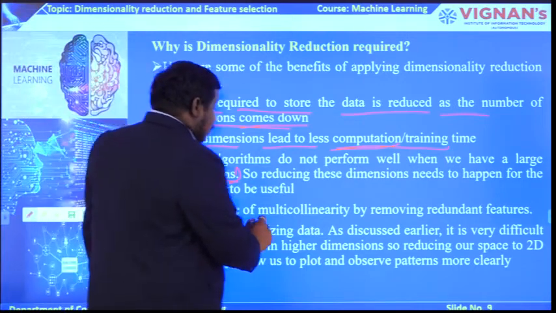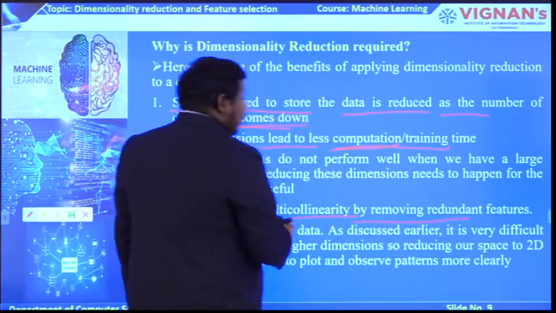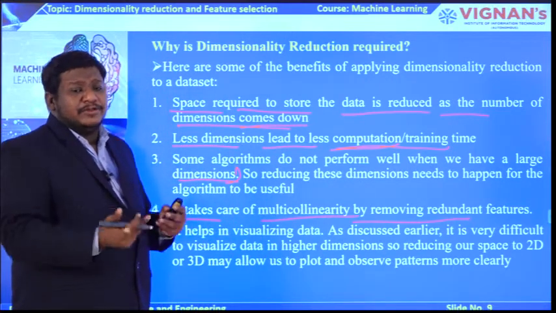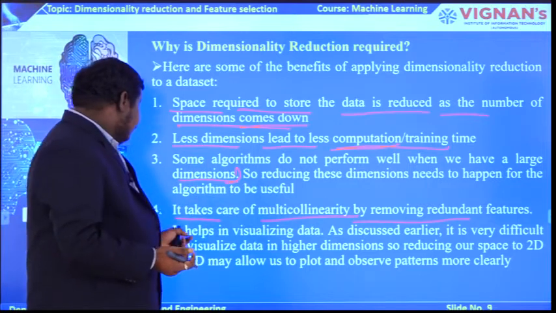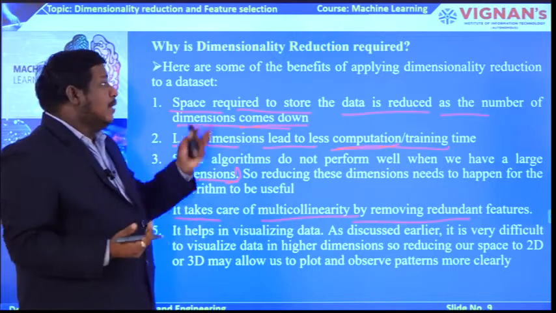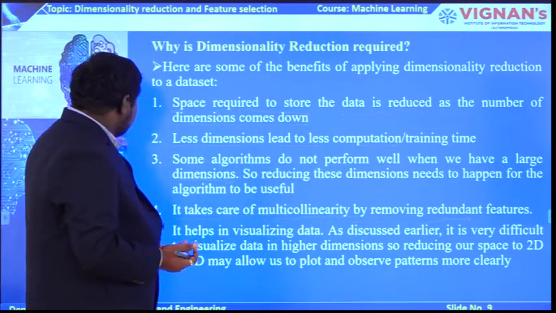It takes care of multicollinearity by removing redundant features. So whatever features are redundant, that is repeating, can be reduced by using dimension reduction. It also helps in visualizing data. So we can visualize the data by using these dimension reduction models.